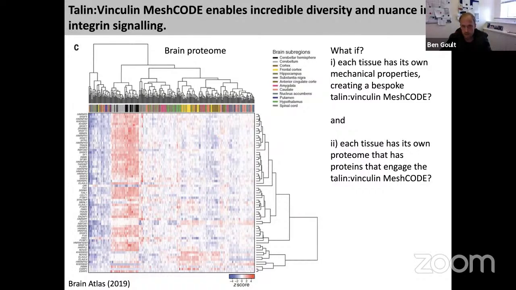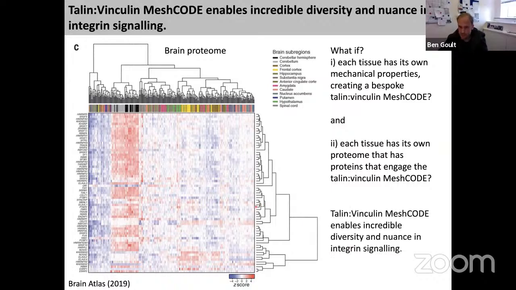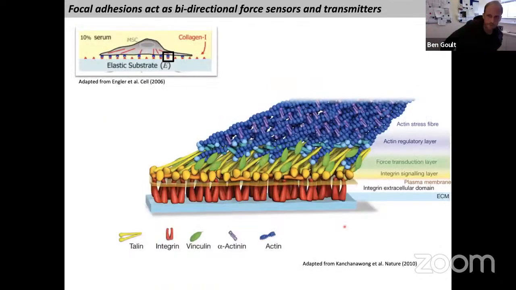And this is just shown here with different slices of a brain looking at the proteome. In red, you've got lots of one protein. In blue, you've not got much of that protein. But if you could imagine that somewhere within this complex array are proteins which are interacting with this mesh code, then within a talin vinculin memory module, you can assemble lots and lots of tissue-specific, cell-specific complexes. And you could imagine incredible diversity and nuance in what's broadly termed integrin signaling.